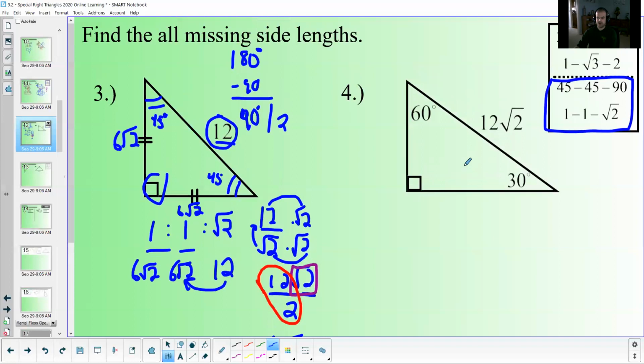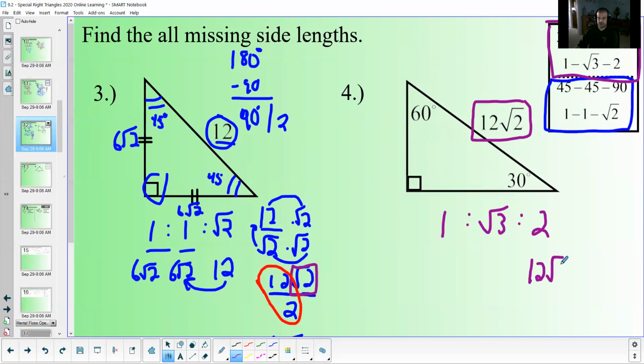On number 4, this is pretty straightforward, not as difficult as number 3. I give you the angle measures, 30, 60, and 90. And so we'll do this in a different color. Since it's a 30, 60, 90 triangle, we know that the three sides are in a ratio of 1 to root 3 to 2. And I provided you with a hypotenuse, so I actually gave you the 2, the longest side.